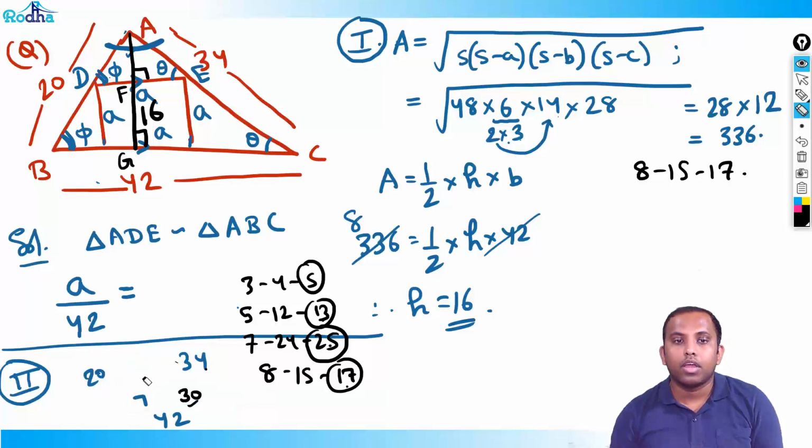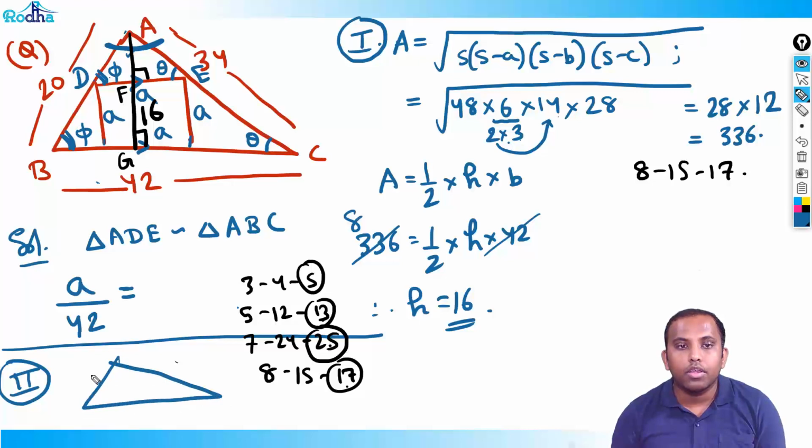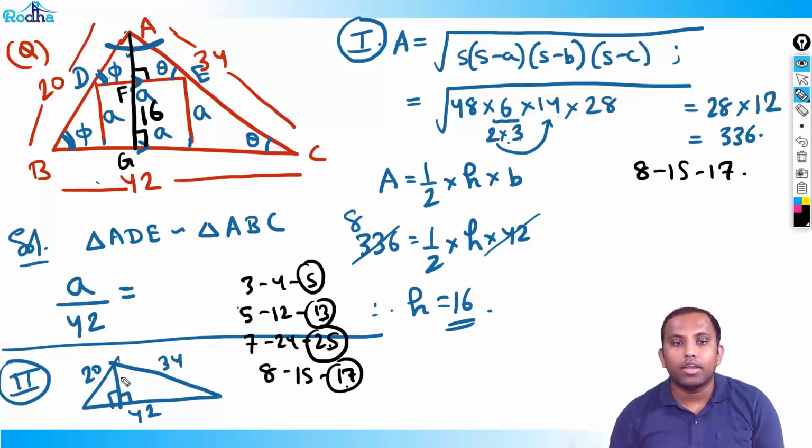I'll again make it with a bit of complication in this diagram. Let me make it again. Just concentrate. A very good concept here to save your time. 20, 34, 42. This is the height. So it should be double of 8, 15, 17. I told you that is 16, 30 and 34.